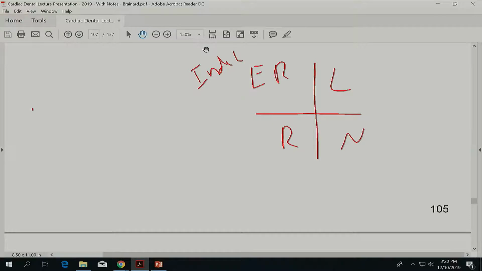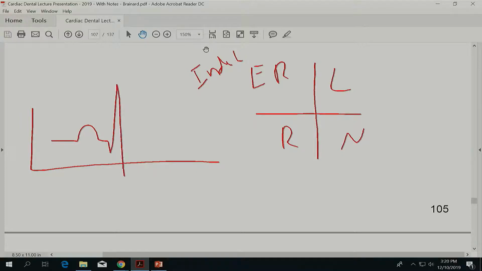Let's draw an EKG real quick. We've got our P wave, and then we've got our Q, R, S, T wave. What is the P wave? Atrial depolarization. And then the QRS complex is ventricular depolarization. Then the T wave is ventricular repolarization. Where's atrial repolarization? It's not really underneath it, but it's masked by the QRS complex. Very good.